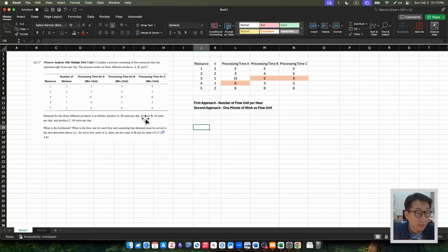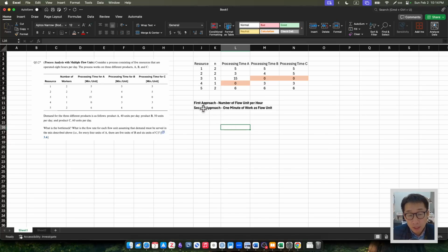Okay, now let's take a look at problem Q3.2 from the 5th edition of your textbook. This is a problem with multiple flow units on multiple resources, where the capacity for each flow unit is different on each resource. I'm going to take two different approaches to solve this problem.